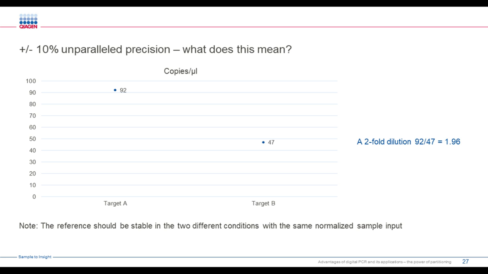But as you can see, a 2-fold dilution inside a digital PCR compared to a real-time PCR is quite high resolution, because either you have 100 copies per microliter or you have about 50 copies per microliter. So you see it's very high.